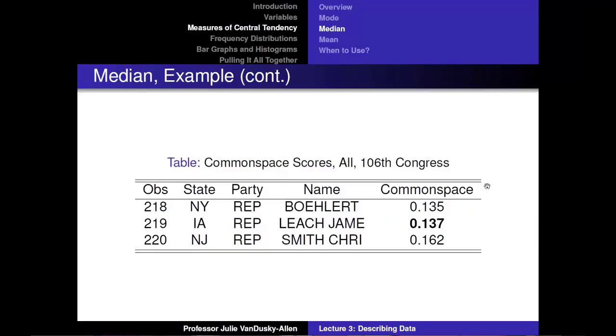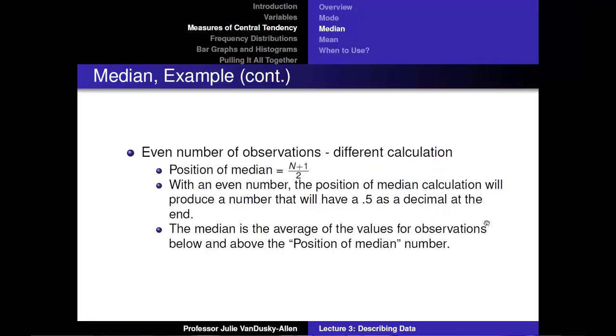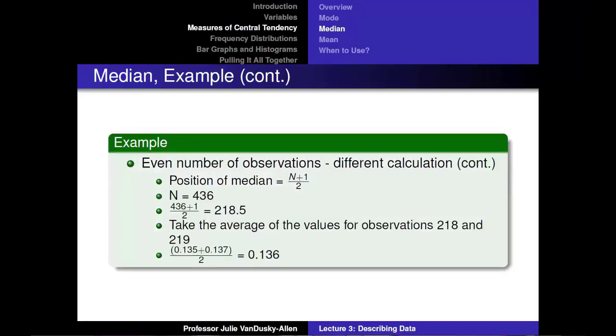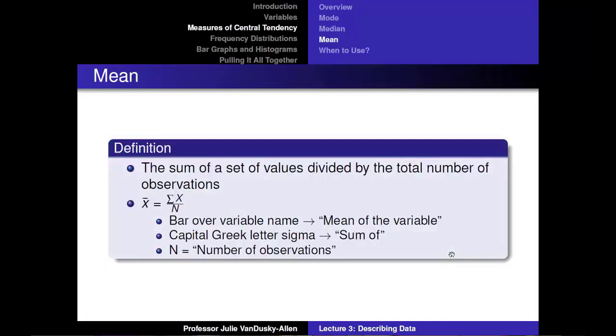Observation 218 had a value of 0.135. Observation 219 had a value of 0.137. The average of 0.135 and 0.137 is the sum of those two numbers divided by 2, or 0.136.